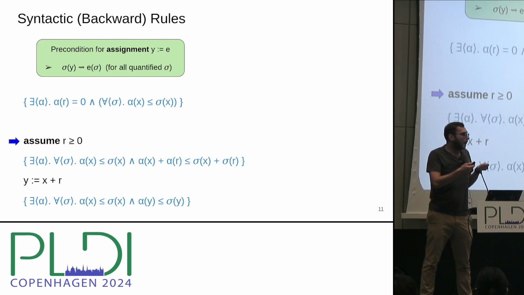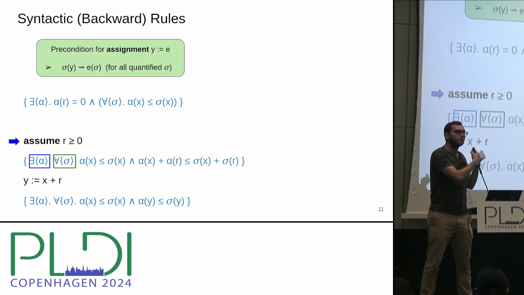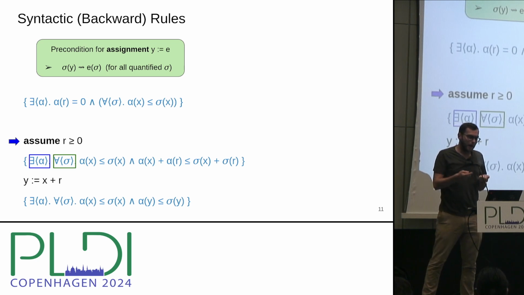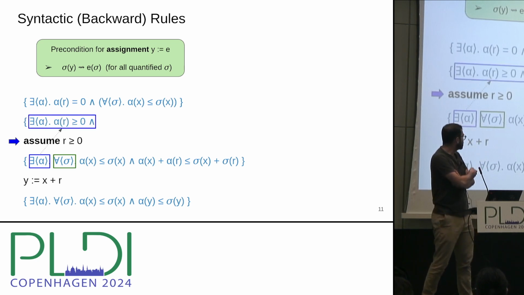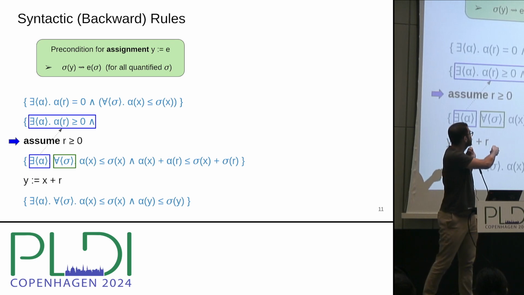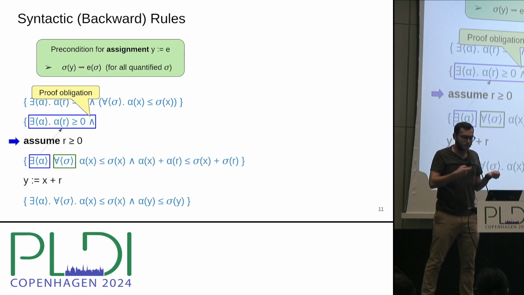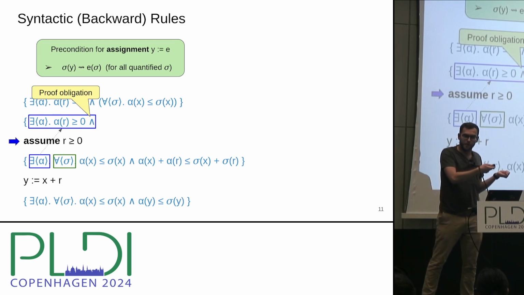So assume, recall, stops the execution if B does not hold. And here we look at the quantifiers. So we have a state that is existentially quantified and a state that is universally quantified. And so for the existentially quantified state, to prove that it exists after the assume, we need to prove that it existed before the assume and it satisfies the condition. So it will not stop its execution with the assume. So this can be thought of as a proof obligation.